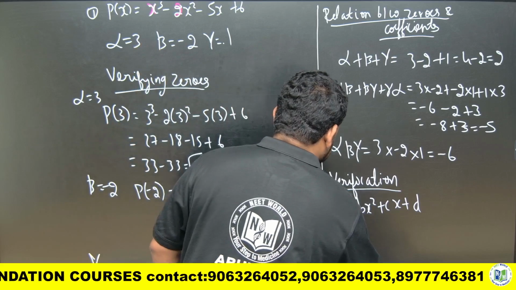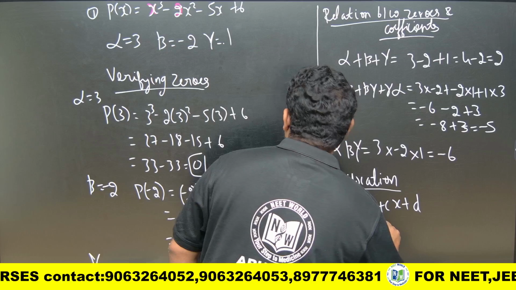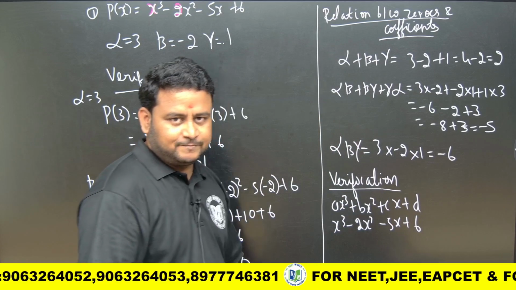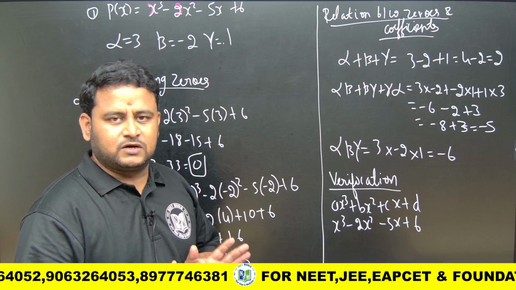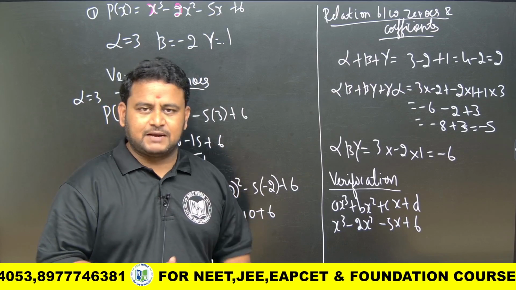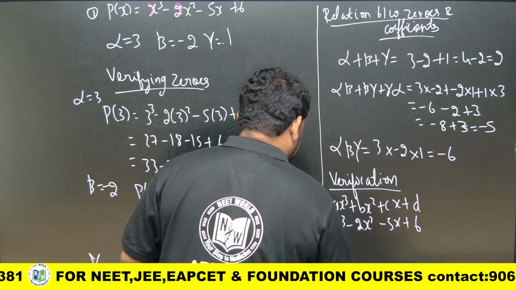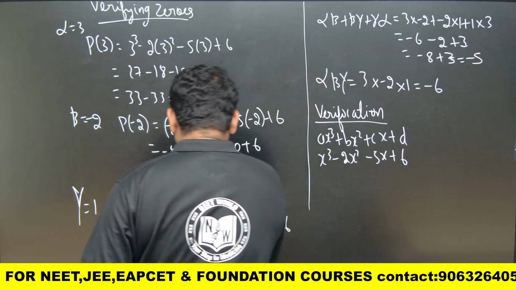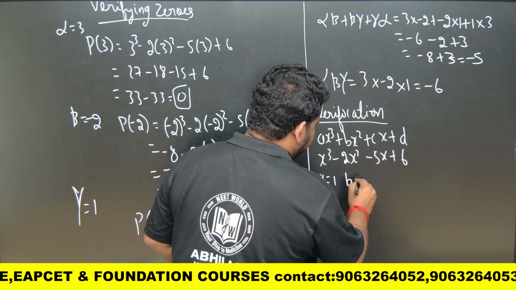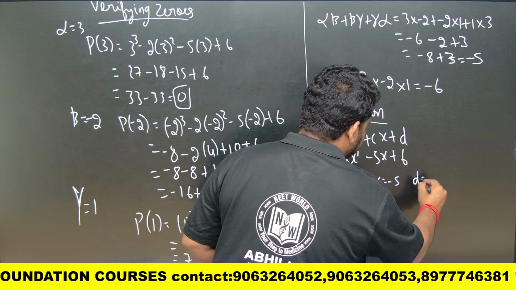So that is x cube minus 2x square minus 5x plus 6. You may feel the question is very lengthy, but it is a very simple question. All these concepts we have already learned, we are just applying them here. Clear? So on applying, A will be equal to 1, B will be equal to minus 2, C will be equal to minus 5, and D will be equal to 6.